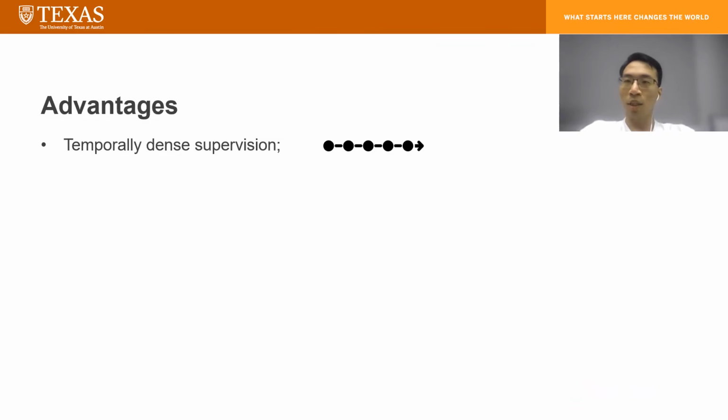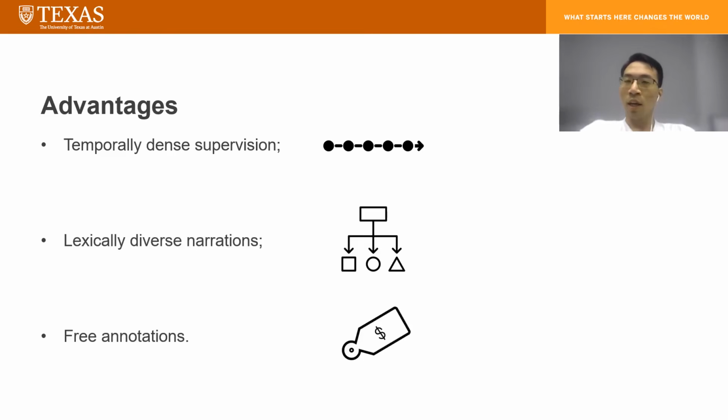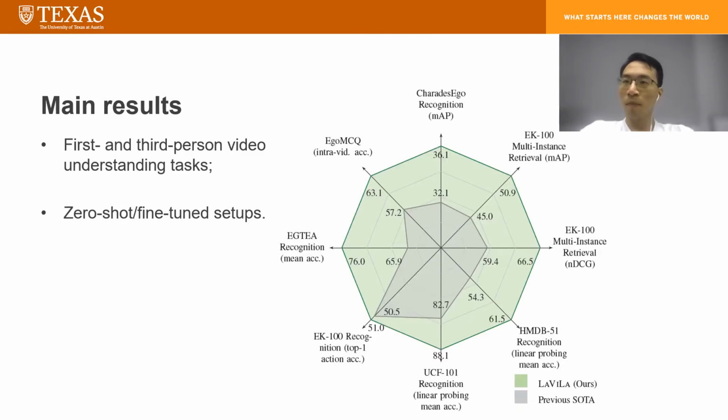The auto-generated narrations offer several advantages, including dense coverage of long videos, much higher diversity of text, and compared to human annotations, generating narrations from large language models is free. The video language embedding learned contrastively with these narrations outperforms the previous state-of-the-art on multiple first-person and third-person video tasks, both in zero-shot and fine-tuned setups.